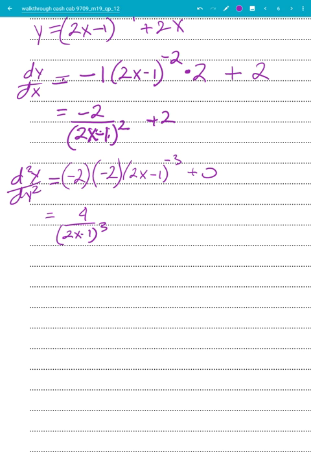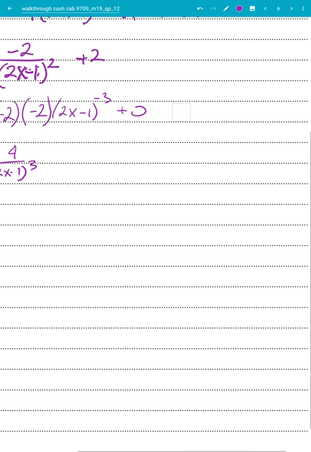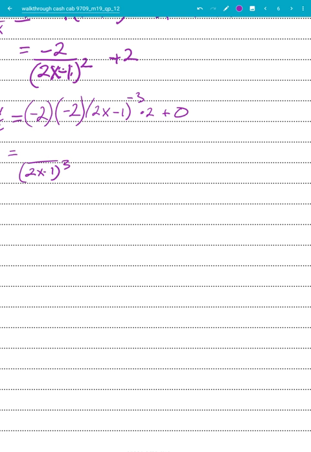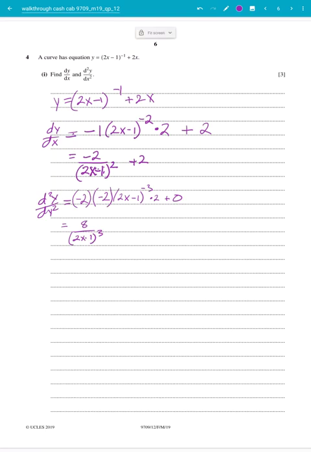Oh, times the derivative of the inside. So this is actually 8. So there's part 1. Now we're going to take a look at part 2. So part 2 is find the nature of those points.